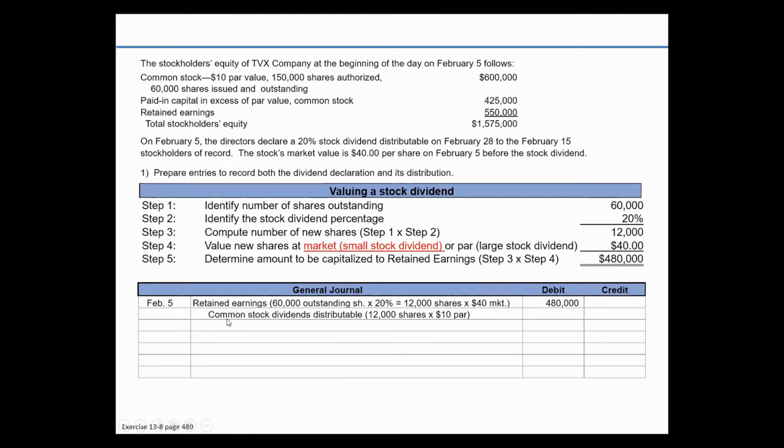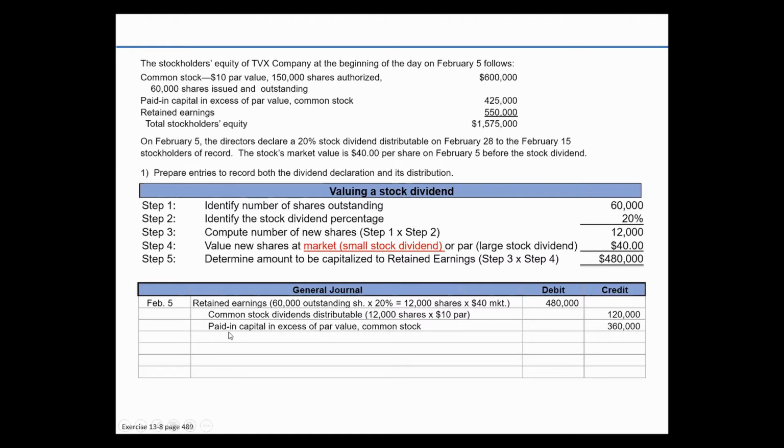And then we have the liability for the common stock dividend distributable. So again, 12,000 shares at $10 par is 120,000, and then the paid-in capital in excess of par on common stock is 360,000. So again, you figure out the amount of the common stock dividend distributable by the 12,000 new shares that will be distributed, multiplied by the par value, which is $10.